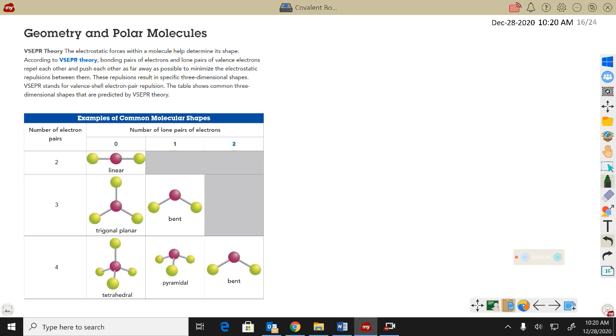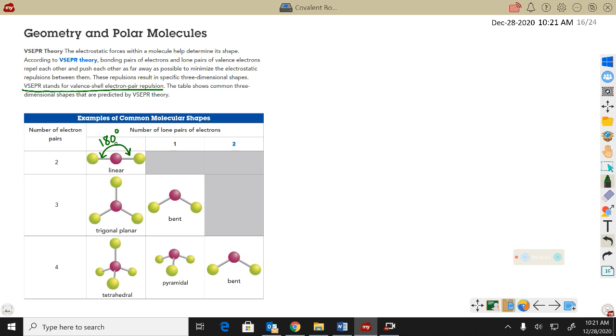The VSEPR theory says that electron groups will repel and they'll orient themselves as far apart as possible. And that's what gives us the true 3-dimensional shape of a molecule. So we talked about the linear structure. The linear structure has 2 electron groups on the central atom. They could be single bonds, double bonds, triple bonds, or a combination of a single and a triple. There's only 2 electron groups on the central atom, and the farthest I can get those 2 groups is 180 degrees.